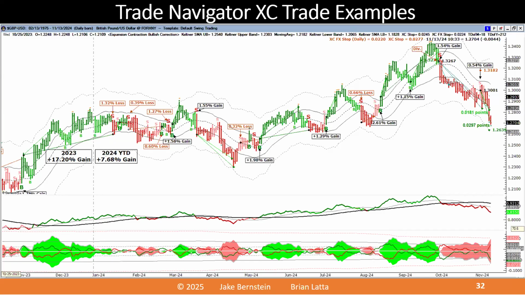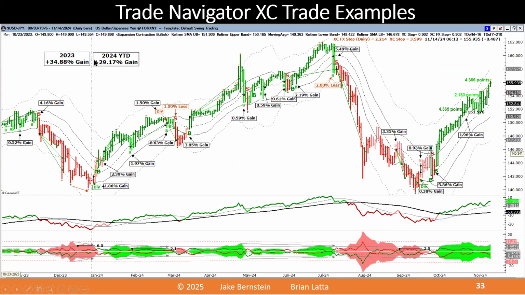The British pound showing 7.68 here actually finished out 13.97 as it continued to go significantly lower into the end of the year after an expansion contraction sell trigger filled and got swing trades, and those have added on to cause the British pound to do better this year. Not quite as good as last year, but certainly better than it's showing here currently on the chart.